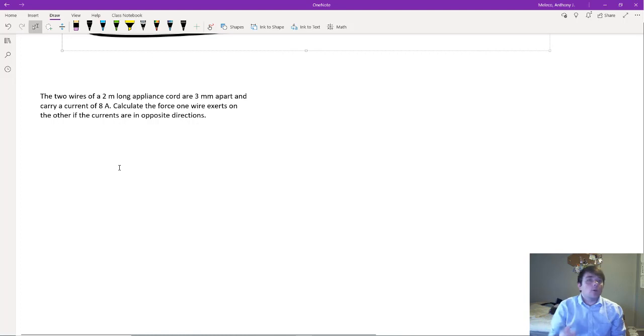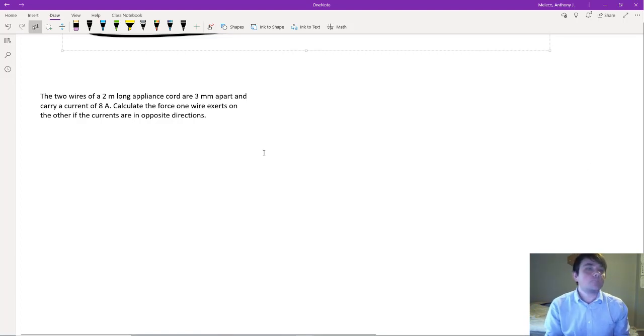Okay. The two wires of a 2-meter long appliance cord are 3 millimeters apart. We got to make sure we get our scientific notation right on that when we convert. So they're 2 meters long, 3 millimeters apart, and carrying a current of 8 amps, both of them. We want to calculate the force one wire exerts on the other if the currents are in opposite directions.